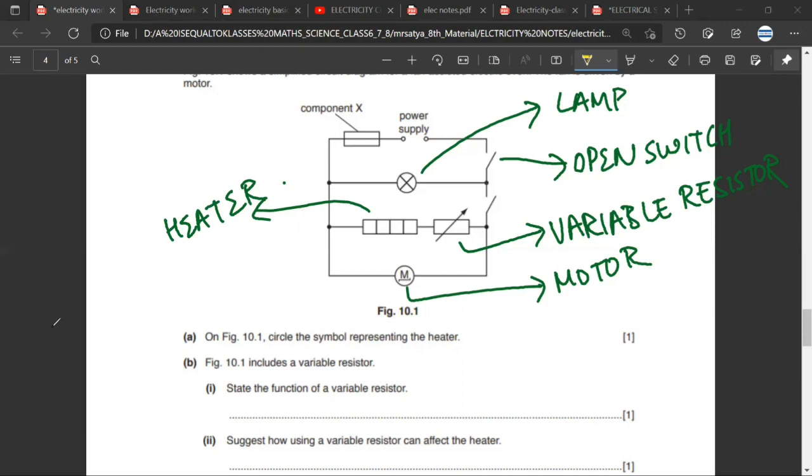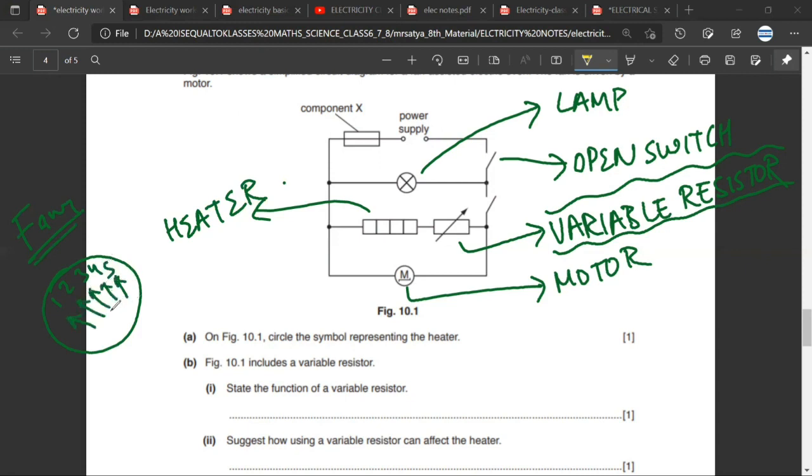Now, one purpose of this variable resistor is, for example, in the fans that you have at home, you have switches 1, 2, 3, 4, 5. Satya, have you seen? Yes, sir. They are used to increase and decrease the speed of the fan. Mr. CB, have you understood? Yes, sir. So these are basically variable resistors.